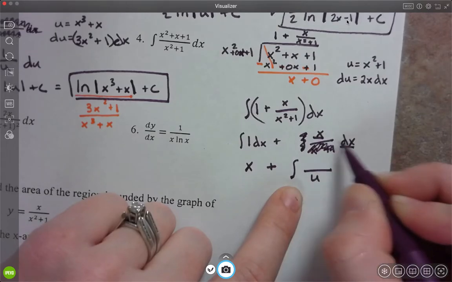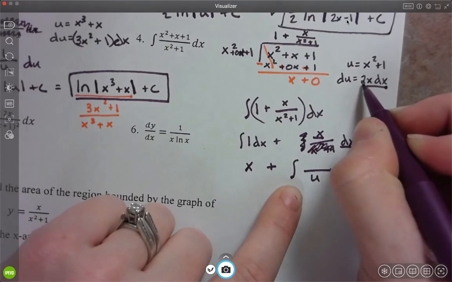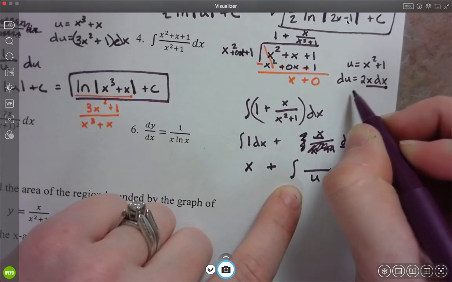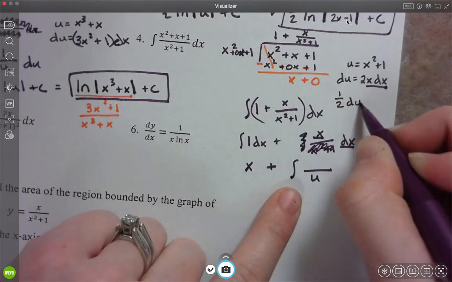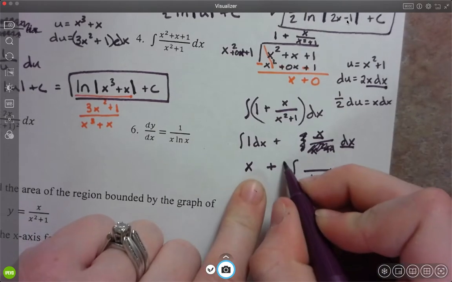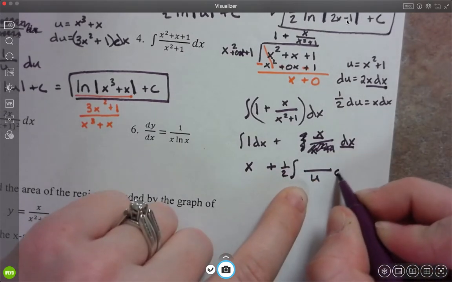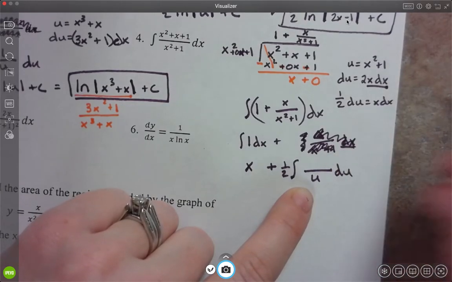And then I have x and dx that need to go away. x and dx need somewhere to go. So x dx shows up in here, but the 2 does not. That means I need to bump the 2 to the other side. So this will be 1/2 du equals x dx. Okay, I'm going to put the 1/2 on the outside. du is going to go here. That will get rid of the x and the dx. And then I just need to put a 1 up at the top here.